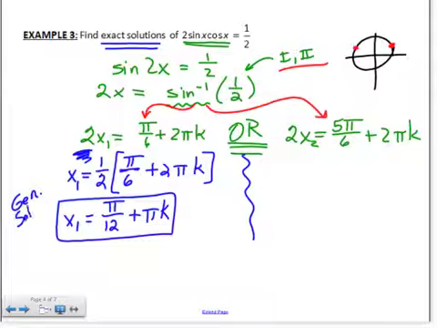General solution. I think he was in some army somewhere. Okay, and now I'm going to divide by 2, the same thing.